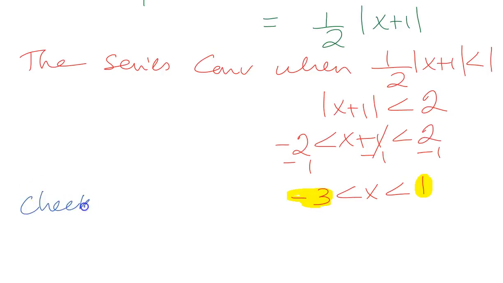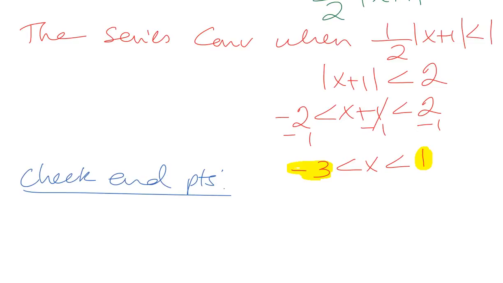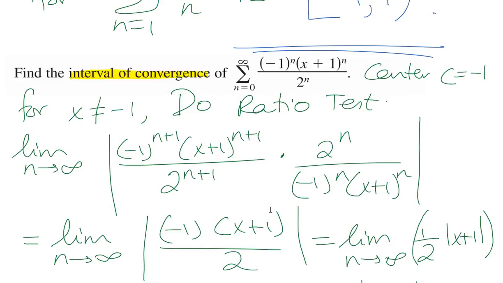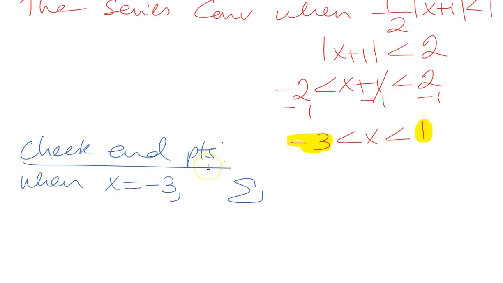So I will say check endpoints. You must check each of these 2 endpoints. Alright, so I'm going to start with when x is -3. Alright guys, let's go to the series. Let me scroll back up a little bit. Okay, let's go to the series. In the series, guys, wherever you see an x, replace it by -3.